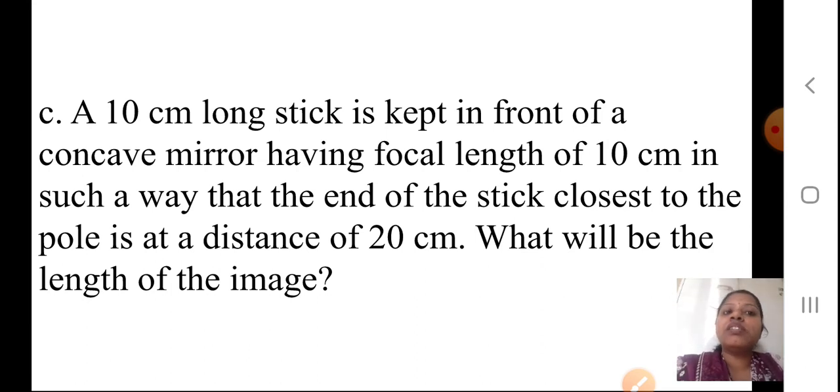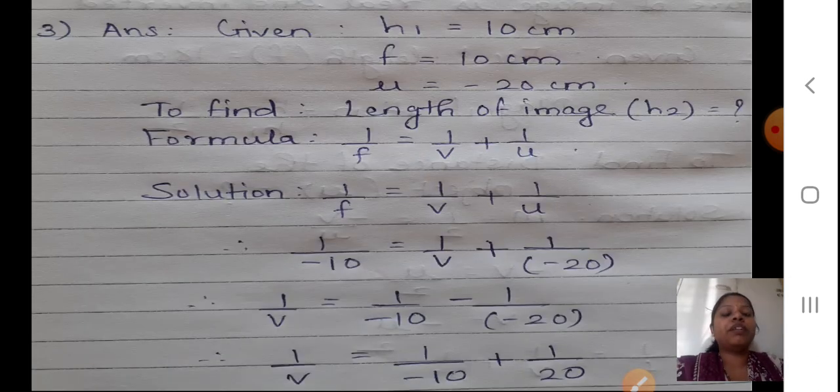Okay, so object distance is given 20 centimeter, focal length is given, and again students we have to find the length of the image as we have done in the first sum. Okay, so shall we proceed? We'll see now how we can do this sum. Now see here. Given part.